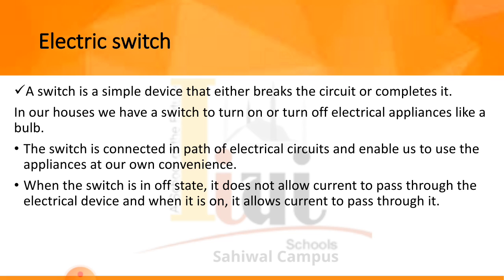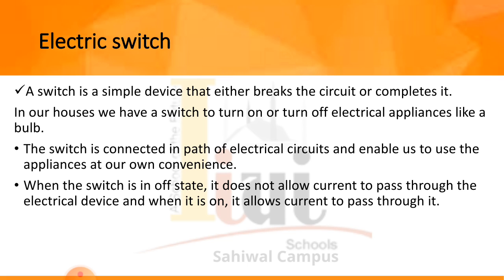To make an electric circuit operate at our own convenience, we need to add a switch to it, rather than connecting the wires. So when a switch is in the off state, it does not allow the current to pass, and when it is in the on state, it allows the current to pass. So we can use it more easily. We can turn an electric switch on and off, and with its help we can break the circuit and we can connect the circuit.